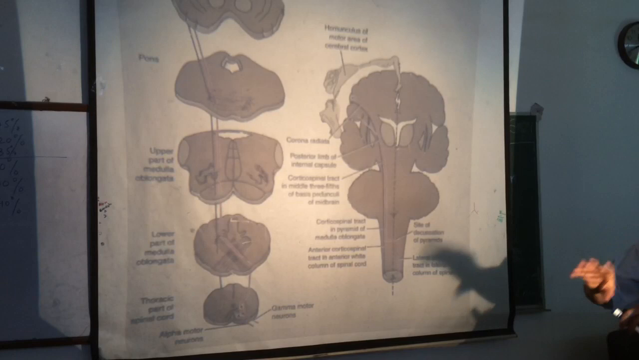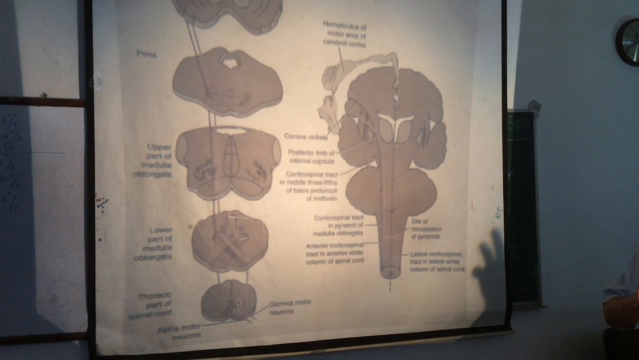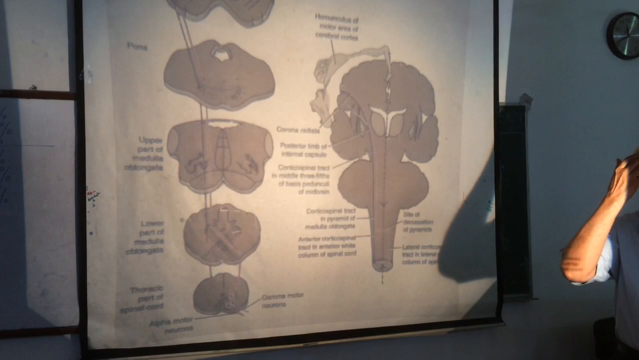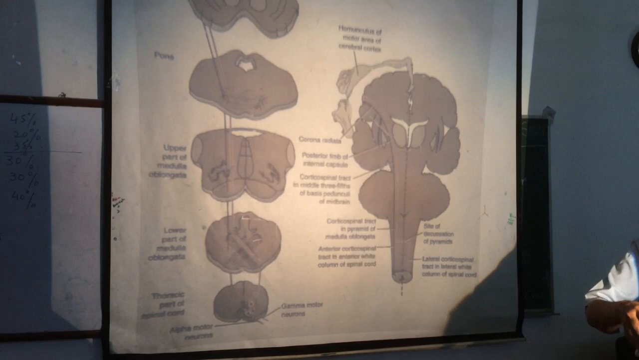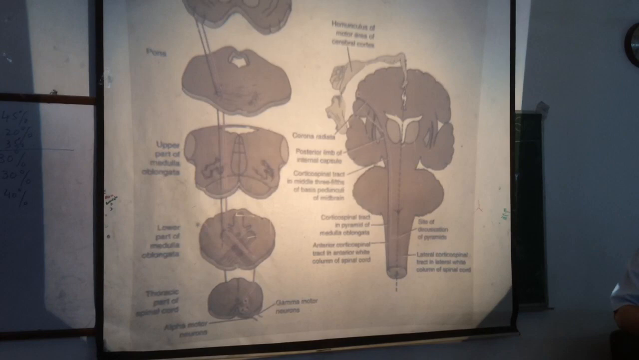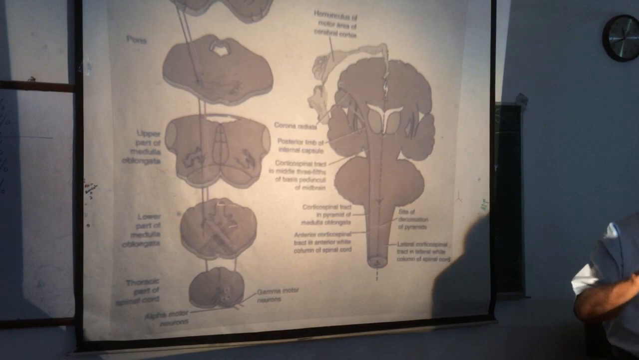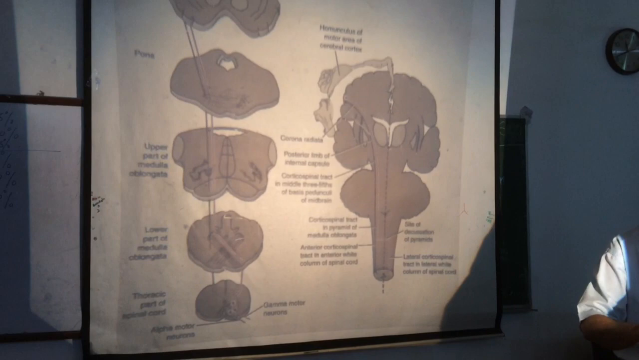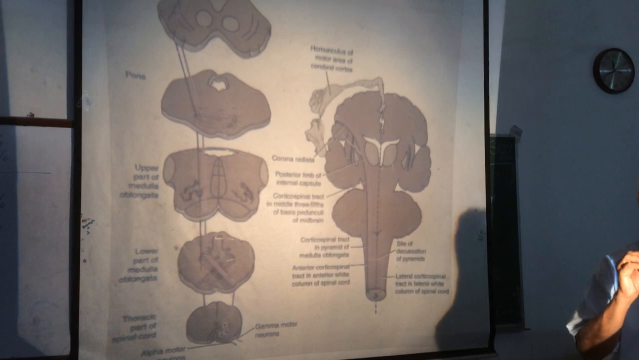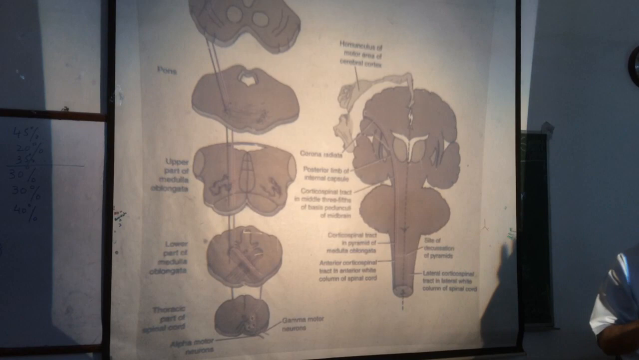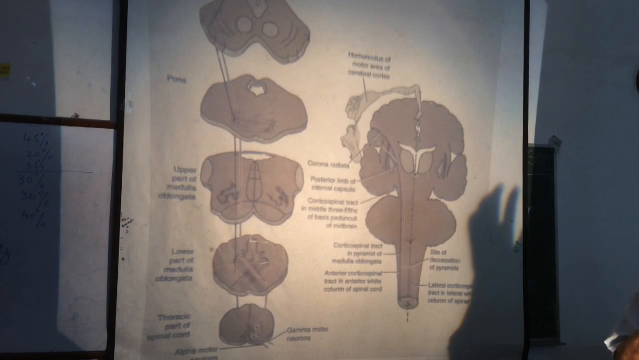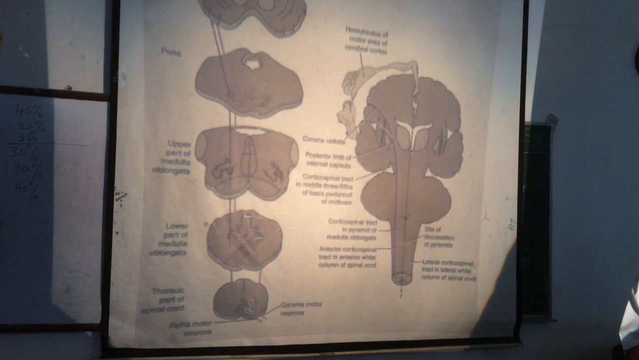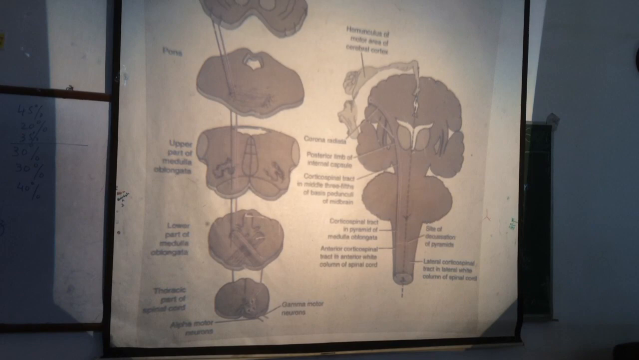Now another small pathway is the corticobulbar tract, with the same origin as the corticospinal tract. So corticobulbar tract fibers cross over to the opposite side to terminate onto the motor nuclei of cranial nerves in the brainstem. And these cross over to the opposite side before termination. So corticobulbar tracts terminate onto the motor nuclei of cranial nerves in the brainstem, after crossing over. But this is about the corticobulbar tract.